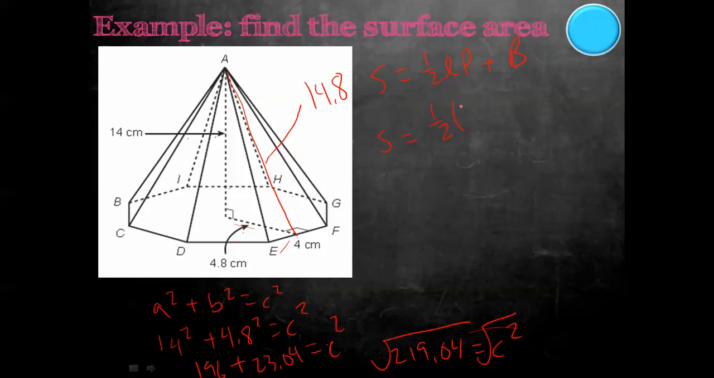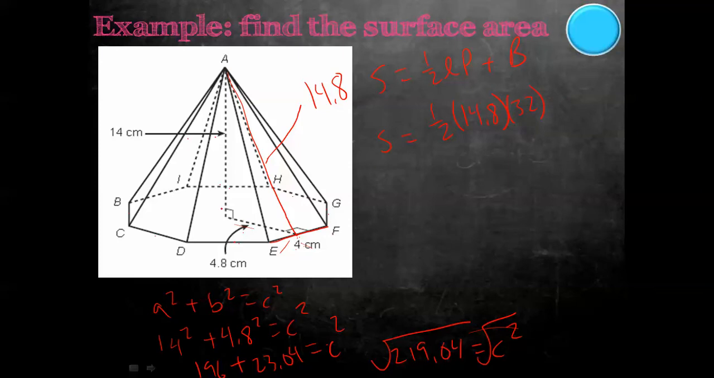So now we can plug that in for L, 14.8. Okay, now we want to find the perimeter. So remember, perimeter is just adding up all of the sides here. So we know that EF here is 4 centimeters. Okay, we have 8 sides, so 8 times 4 would be 32. Or, if we added up 8 fours, we would get 32.